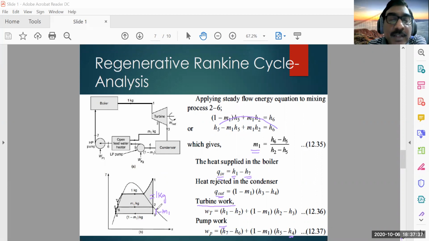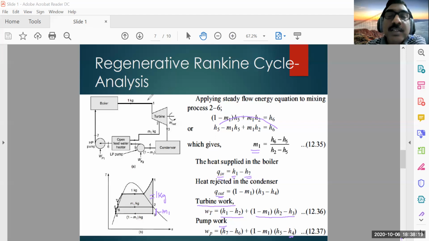So here the entire steam is not going through the turbine. Full 1 kg of steam is going from 1 to 2 only, and at 2 we are taking some steam out. So the remaining steam is going through the process of 2 to 3. So here, 1 into (H1 minus H2) plus (1 minus m1) into (H2 minus H3). The 1 is not shown here because it is 1 kg. So this is the turbine work, right?